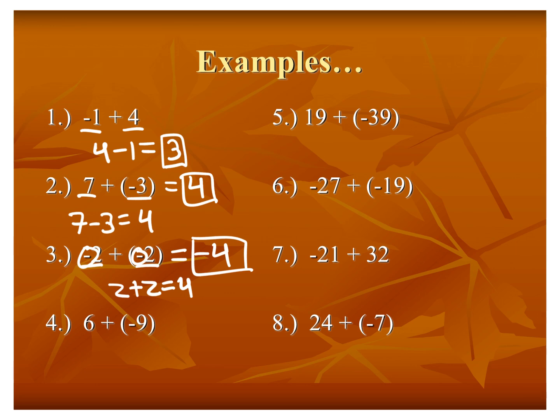All right, and so number 4, let's see. So we have a positive 6 and a negative 9, right? One is positive, one is negative. The signs are different, so I'm going to subtract. 9 minus 6, you get 3. Now between 9 and 6, 9 is bigger, and the sign on 9 is negative. So my answer is going to be a negative 3.